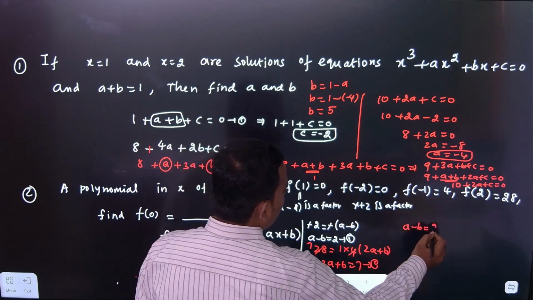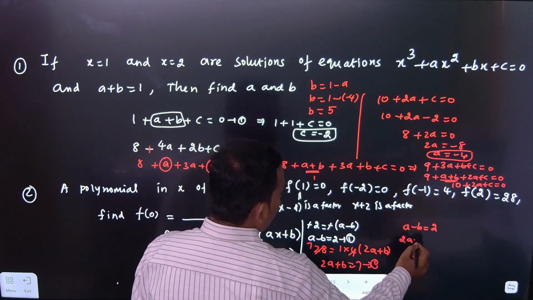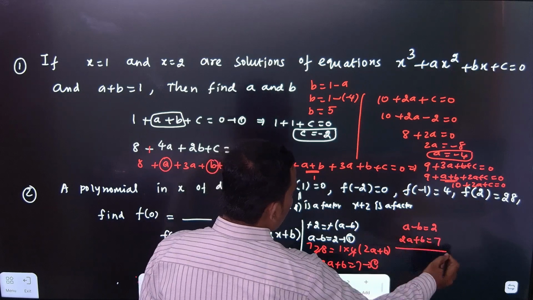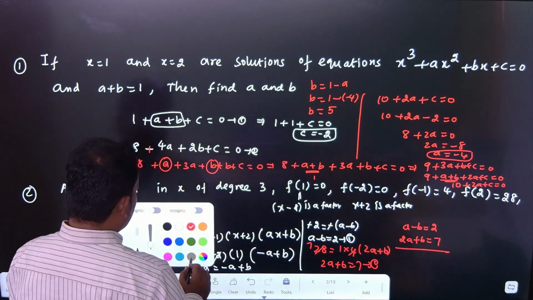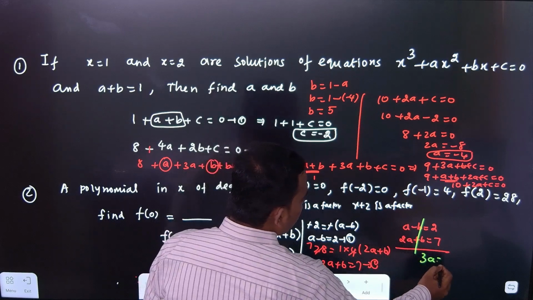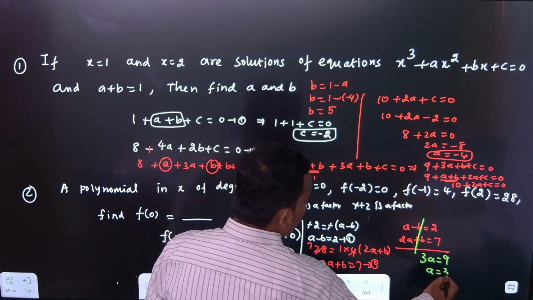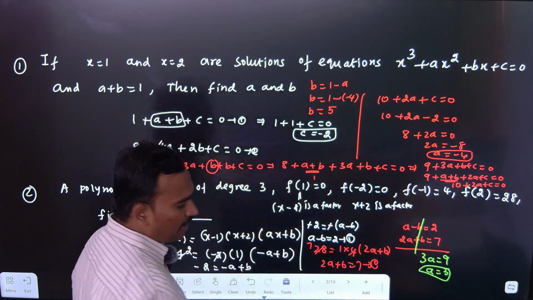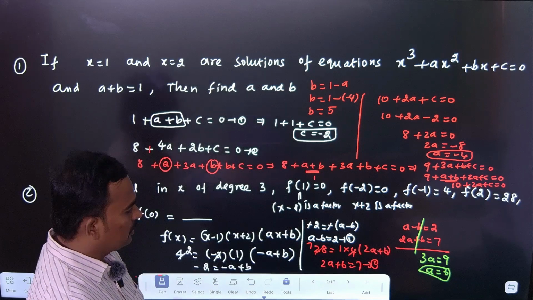a minus b is equal to 2 and 2a plus b is equal to 7. Solve this one. What will we get? Plus b minus b cancel. 3a is equal to 9. So a is equal to 3. Okay, a is equal to 3, we got it.